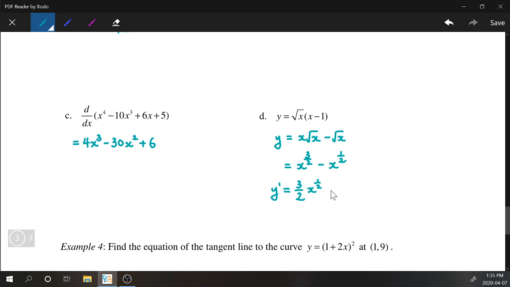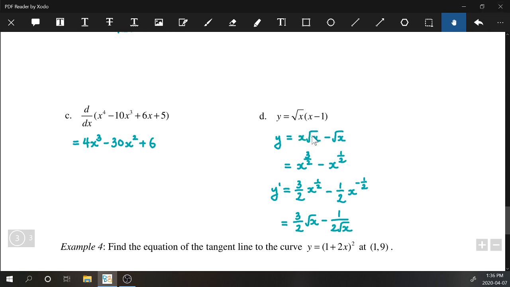And then if you take the derivative of the second term, the coefficient is 1 half, and then you have x to the negative 1 half power, because 1 half minus 1, of course, is negative 1 half. And you can fix everything into the square root form. So this would be 3 over 2 root x minus 1 over 2 root x. Okay.